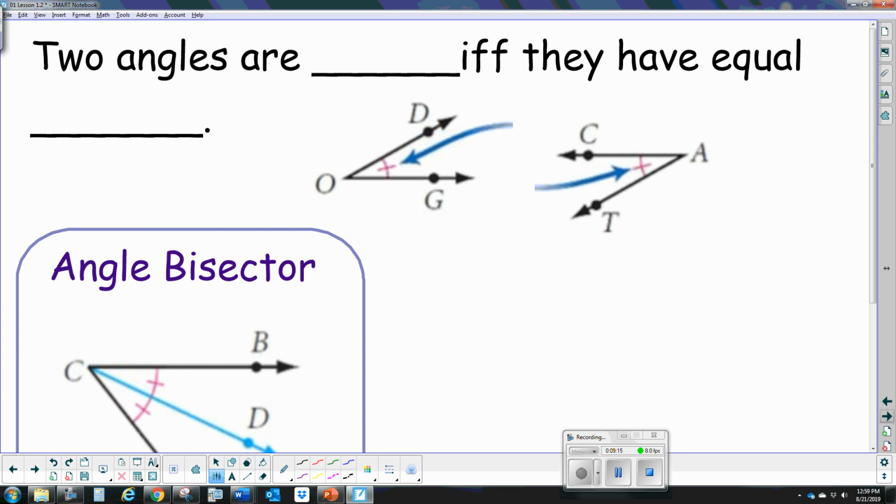A couple new terms. 2 angles are congruent.